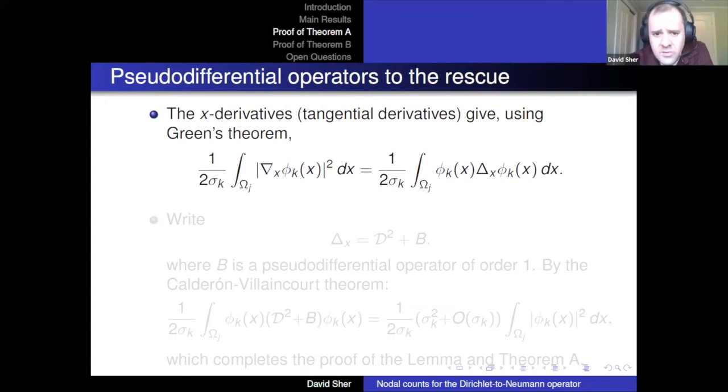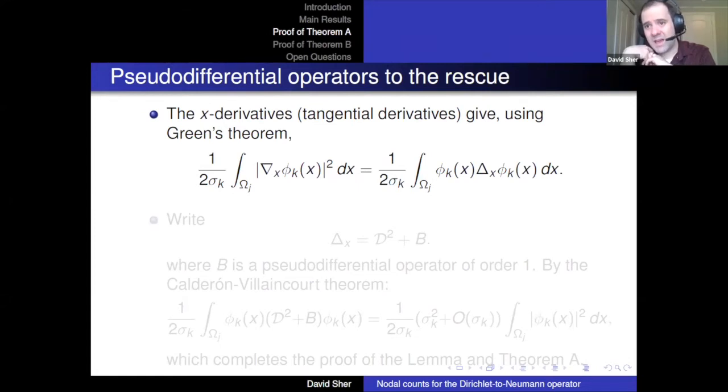But still, it's not totally obvious what the gradient of a Dirichlet-to-Neumann eigenfunction is over a nodal domain of one of those eigenfunctions. If it were a Laplace eigenfunction, you just use Green's theorem and say, okay, it's phi k delta phi k, which is phi k lambda k phi k, which is okay, fine. Here we can use Green's theorem again. It is 0 on the boundary, which is nice, of omega j, and so you get 1/2 sigma k times the integral of phi k times the Laplacian of phi k. Okay, well, it's totally not obvious what the Laplacian does to phi k.